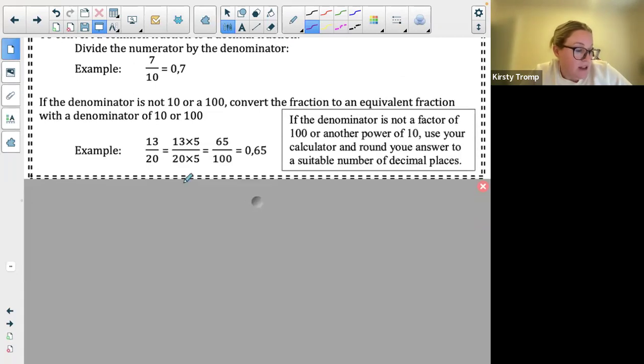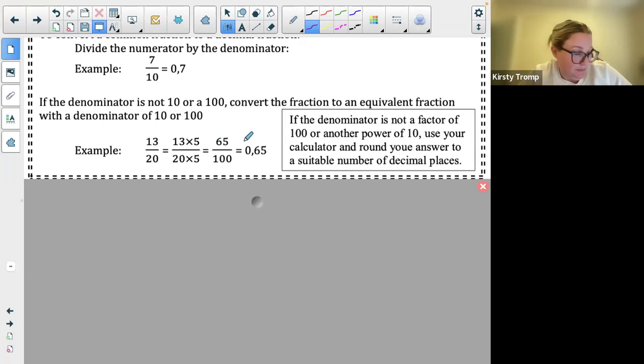So if we had 13 over 20, well, 20 is not 10. But what can we do to 20? We can make 20 become 100. How do we get 20 to become 100? We times it by 5. So whatever we do to the bottom, we do to the top. So 20 times 5 is 100. 13 times 5 gives me 65. And when I put my number into a decimal, I get 0,65.